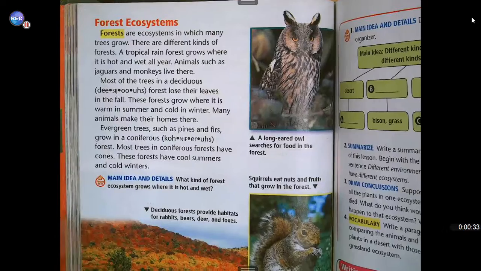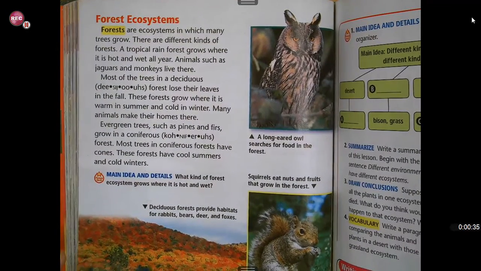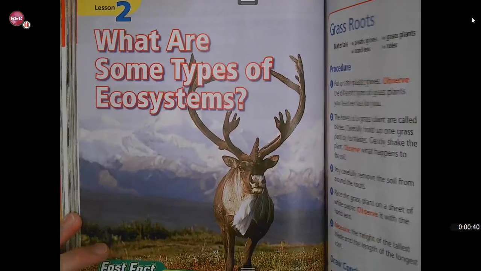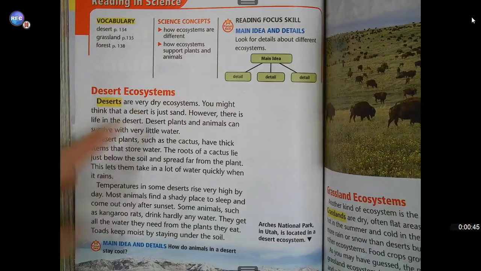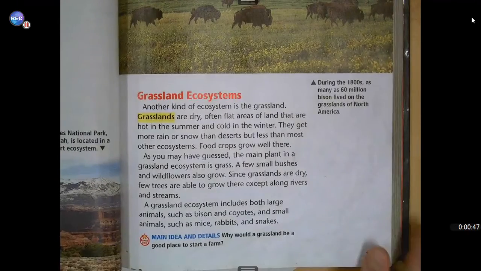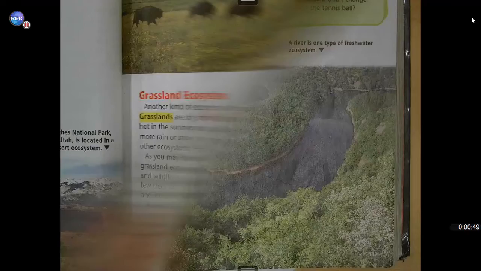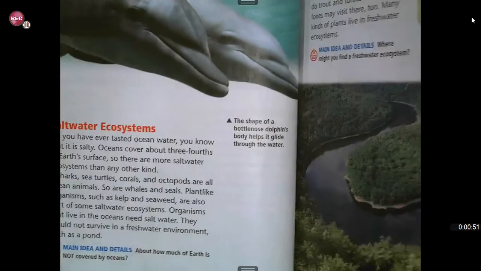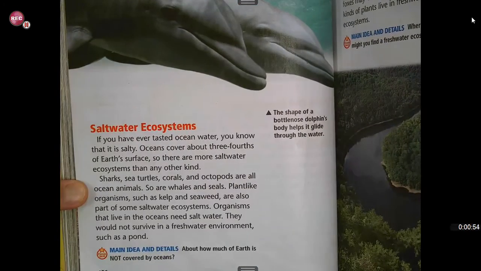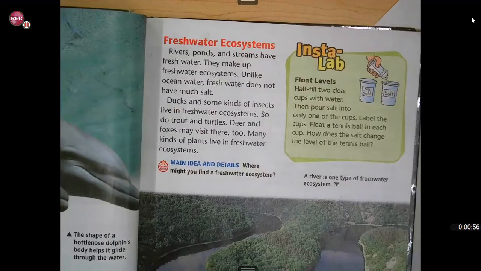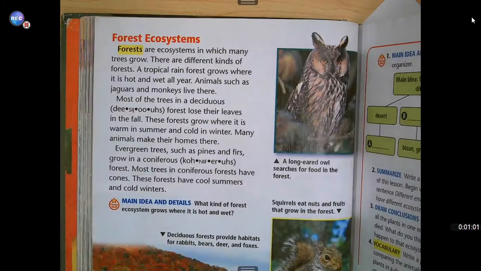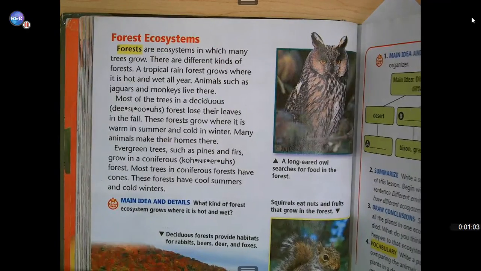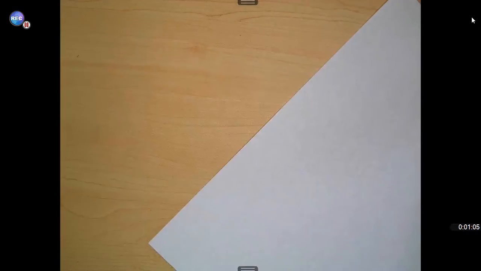138. The reason you need to read this carefully is because in this reading, it shows you information about the different types of ecosystems. We learn about the desert ecosystem. We learn about the grassland ecosystems, the saltwater ecosystems, the freshwater ecosystem, and the forest ecosystem. So you're going to use the information from this reading to create your assignment.